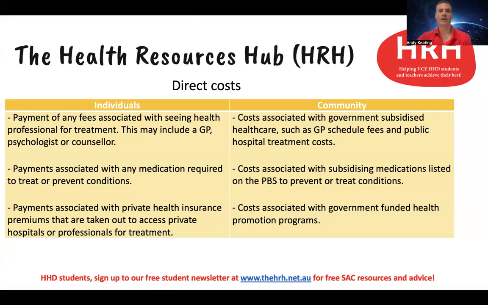And so, as I said earlier, you need to be able to apply these to specific health conditions if you're given a specific health condition and asked to link these in. So that just means, for example, if the condition was mental ill health, that when you're talking about these, you would just insert that as an example. So for the first individual direct cost, you might say payments of fees associated with seeing a health professional, such as a GP, to treat mental ill health. So it's not that difficult to apply them. You're just making that health condition relevant to that particular example.